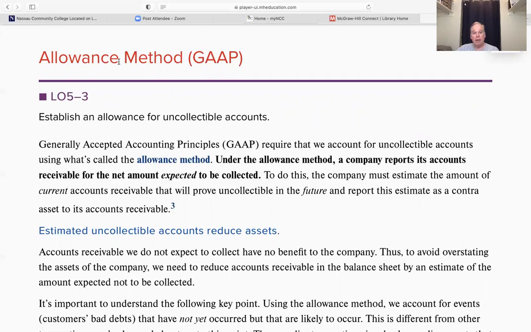The allowance account is a contra asset account. Just like accumulated depreciation, right? You had the equipment account, and then you had the accumulated depreciation account, and you subtracted that from the equipment account to get the book value. We're going to do something similar with accounts receivable. We're going to take the accounts receivable and subtract the allowance account to get something called the net realizable value.